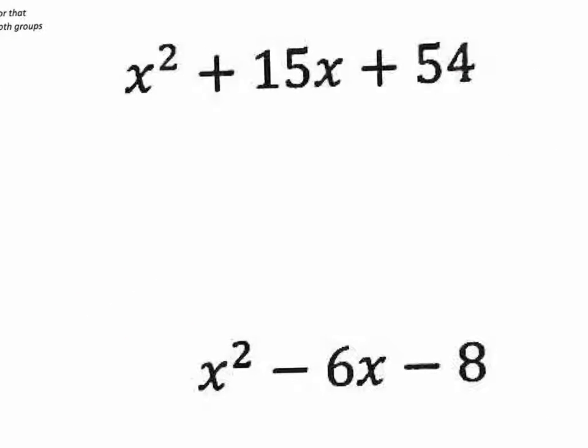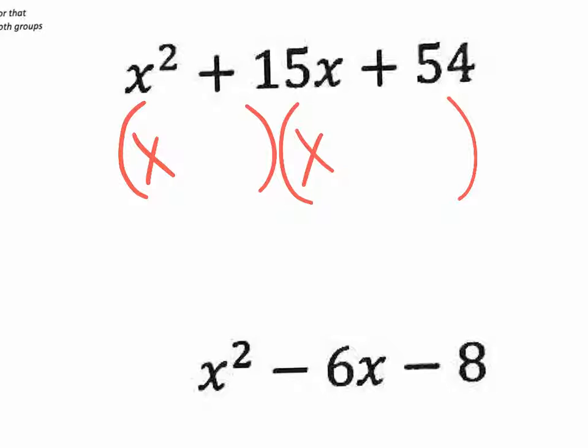How about this guy? The a value is 1. I'm able to jump right into this, right? Put x, put x. What times what is 54 that if I combine together is 15? Now, if you see the right combo, you don't have to make a list. But if you don't see it right off the bat, go ahead and make a list, right? I want to pretend that I don't see it right off the bat. How do I make a list? How could I get 54?